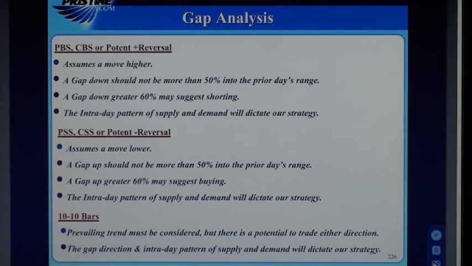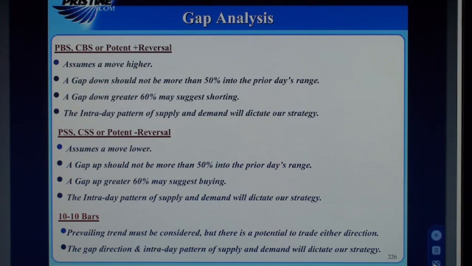We'll begin our analysis on the daily time frame. With the buy setups, we'll start with PVSs, climactic buy setups, or potent bullish reversals. These assume a move higher. Should a gap down occur, it should not be more than 50% into the prior day's range. A gap down of greater than 60% may actually suggest shorting, as the buy setup is potentially being negated. The intraday pattern of supply and demand is going to dictate our strategy.